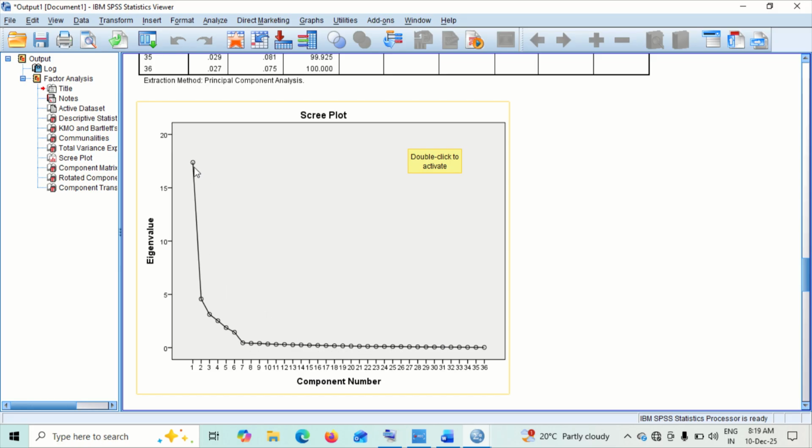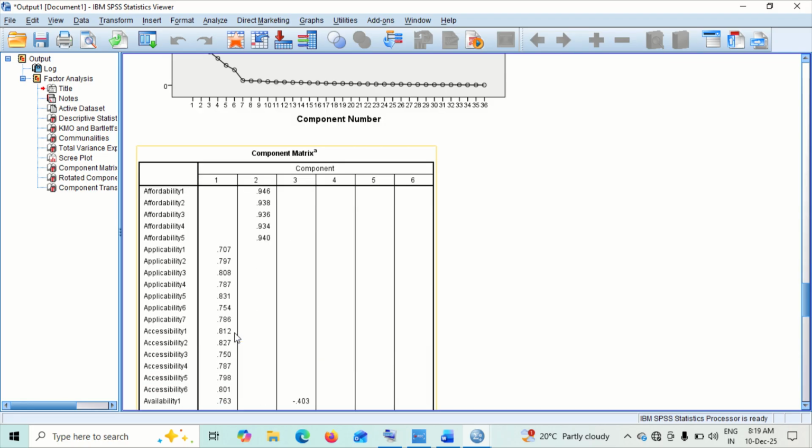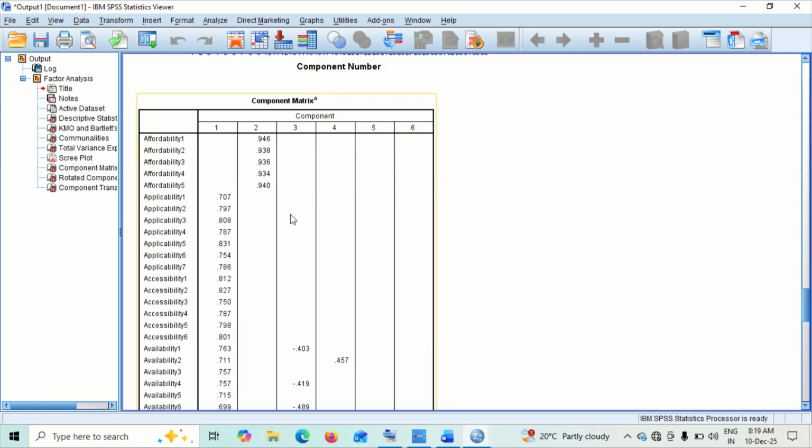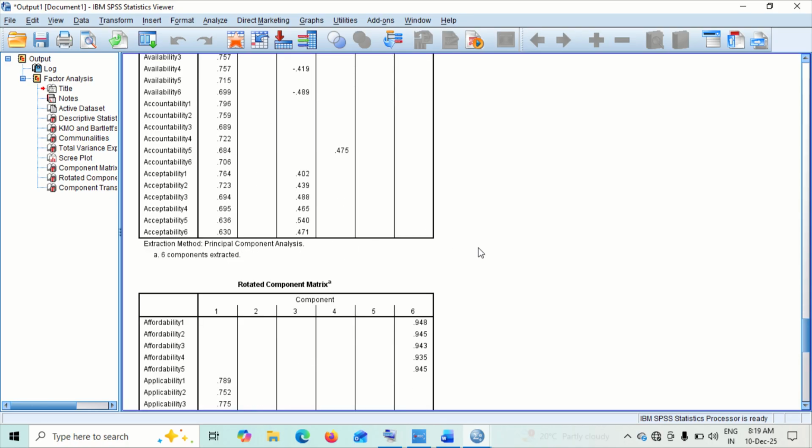Here we can see that 6 components are derived which have an eigenvalue greater than 1 for representing the adoption level. And we have to explain the rotated component matrix, not the component matrix, because the rotated component matrix is done with the varimax rotation, that is the variance maximization method.